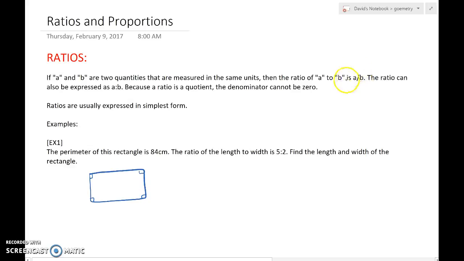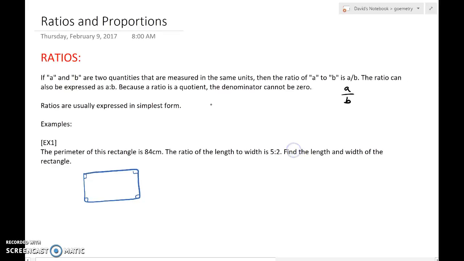You can see it written as that type of fraction, or you might see it written like A over B. Sorry, my A's look like 9, so I've been working on that. So A over B. The ratio can also be expressed as A to B with that little colon in the middle. Because a ratio is a quotient, the denominator cannot be 0. So you cannot have your B be 0 in this case. And ratios are usually expressed in simplest form.